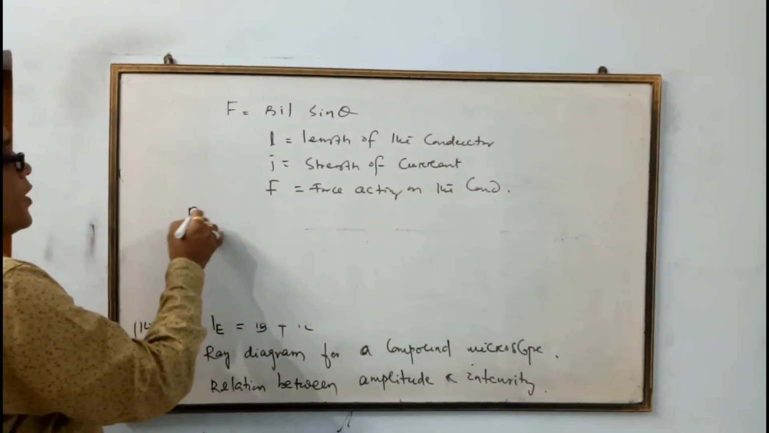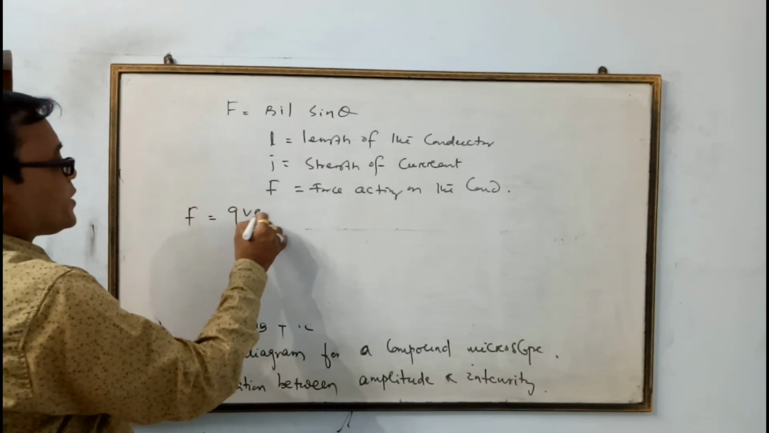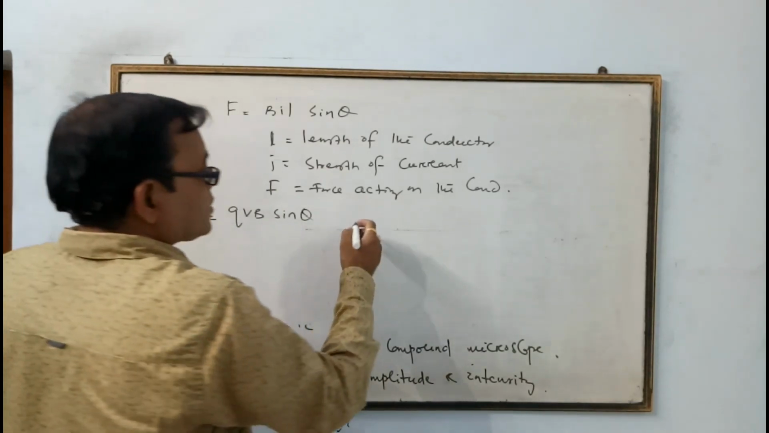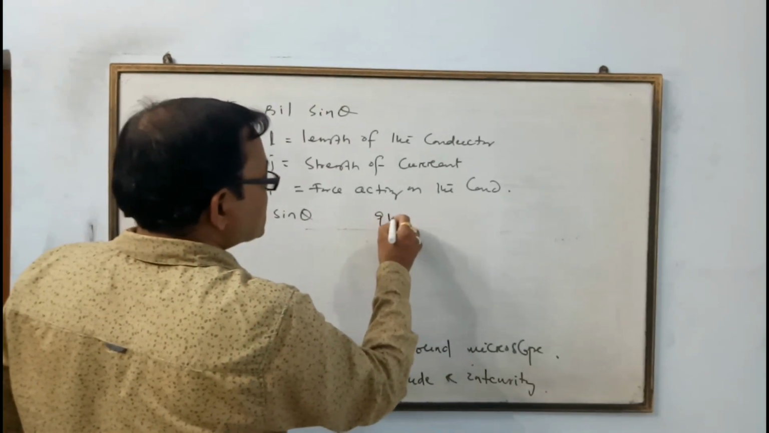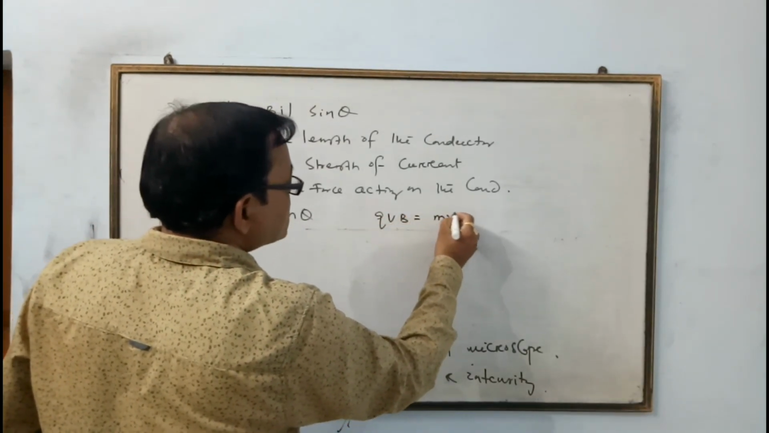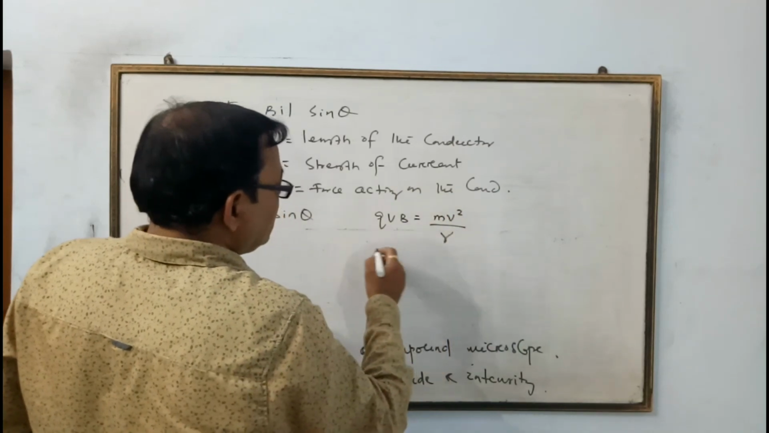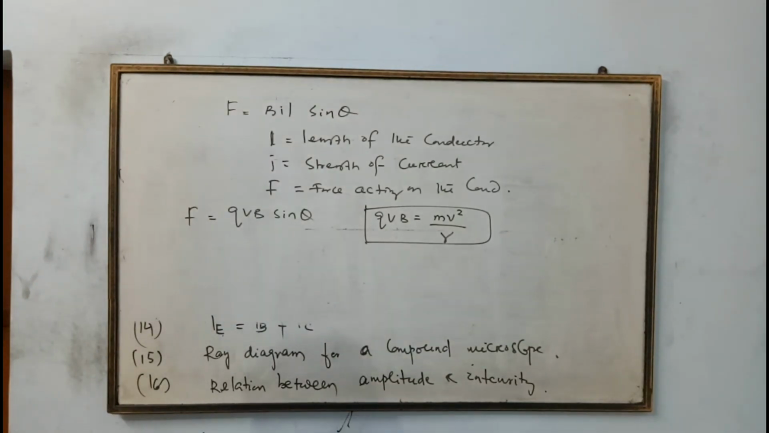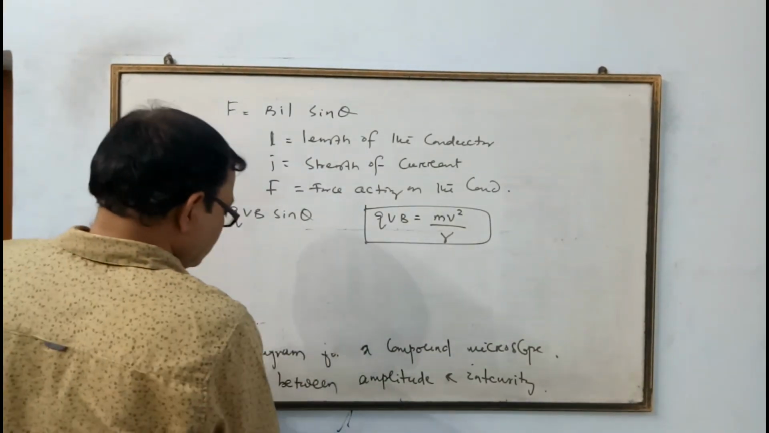On this basis, we have found F equal to QBV sin theta. Related problem: for a cyclotron, QBV is equal to MV square by R. It is for cyclotron related questions.